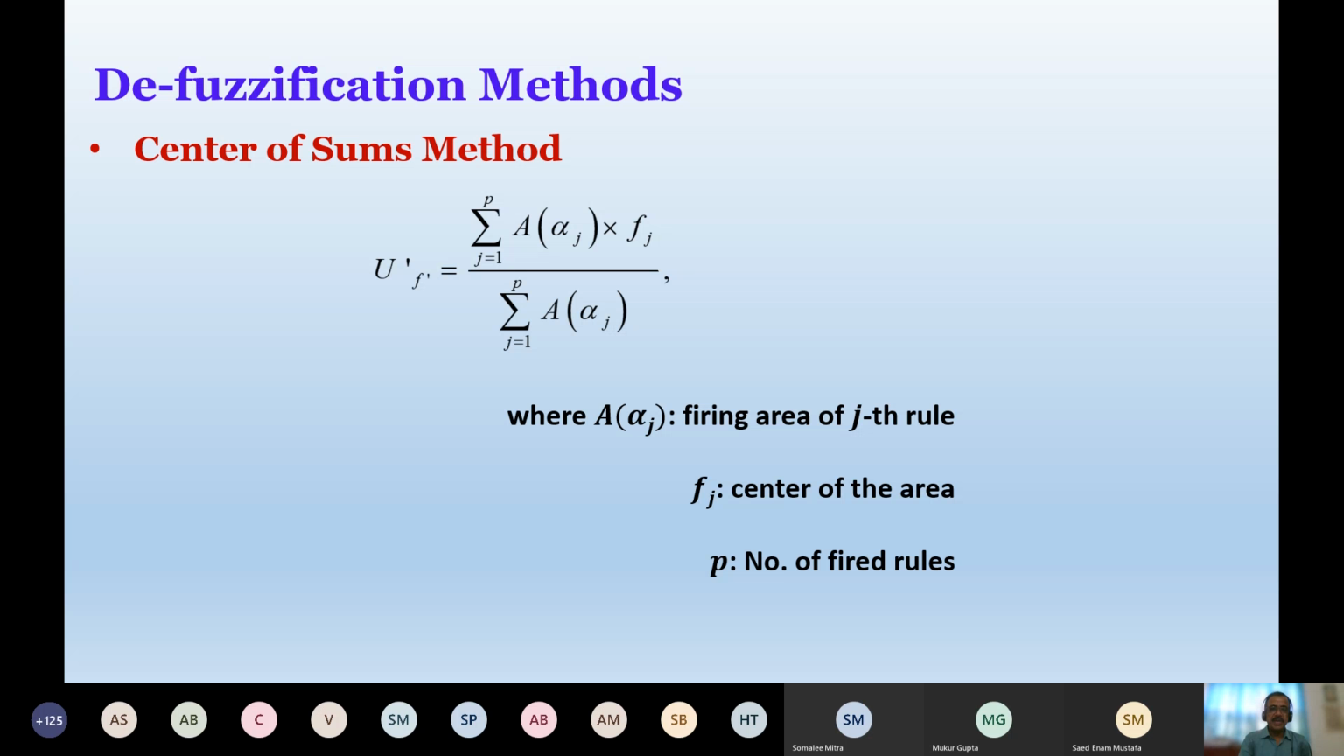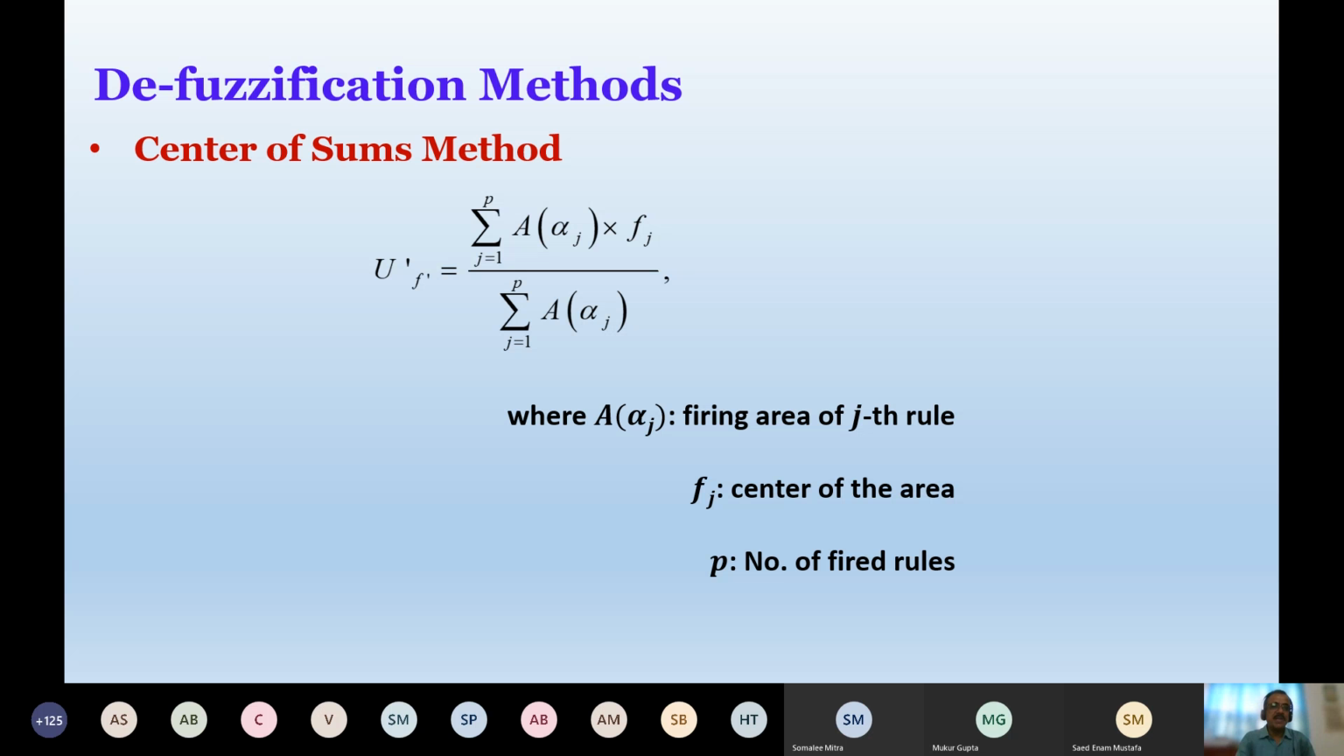So the crisp value is the summation j equals 1 to p of A alpha j multiplied by f j, divided by the summation j equals 1 to p of A alpha j. So I'll get this crisp output. Now remember the center of sums method: actually, it is not a very accurate method. The reason is very simple.